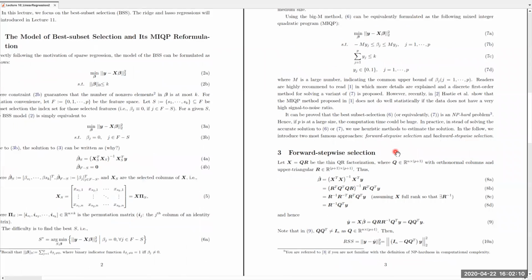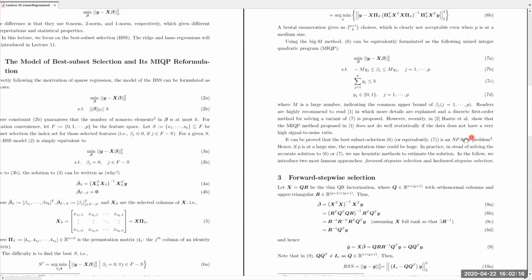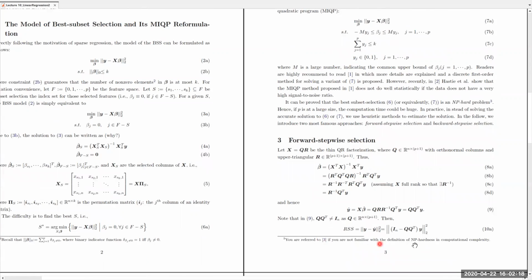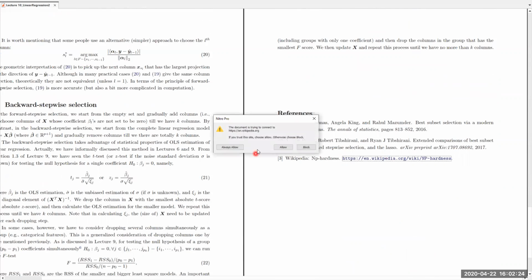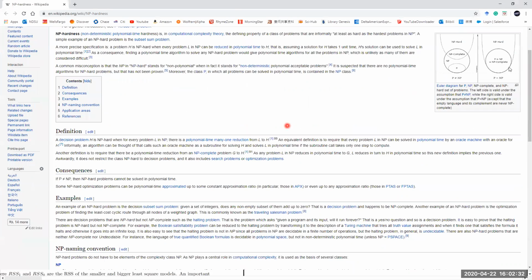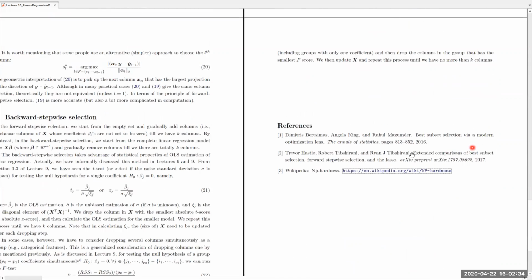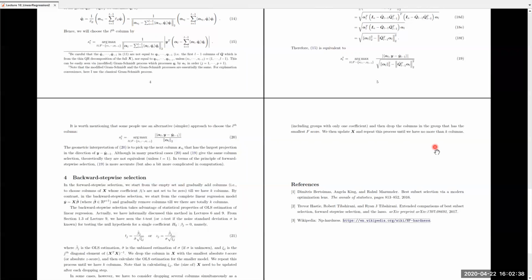Okay, so anyway, NP-hard. Did I have a link here? Read 3. What is 3? Let me see. 3 is the Wikipedia. Let's open it. So NP-hard is non-deterministic polynomial-time hardness. And usually, if a problem is NP-hard, what we mean is that we do not have a deterministic polynomial algorithm to solve it, unless P equals NP.